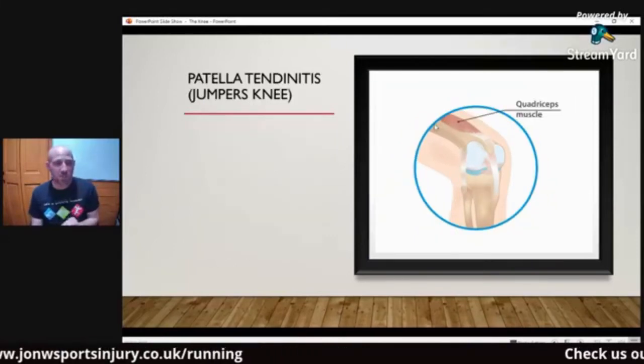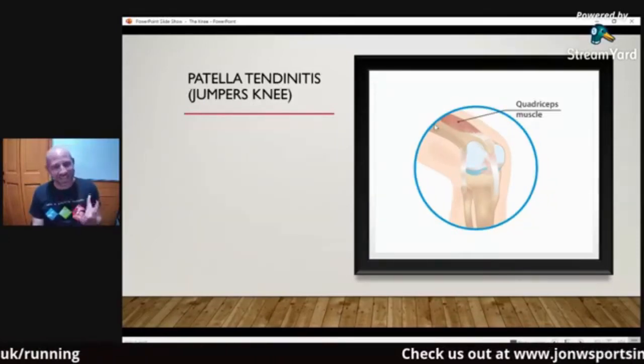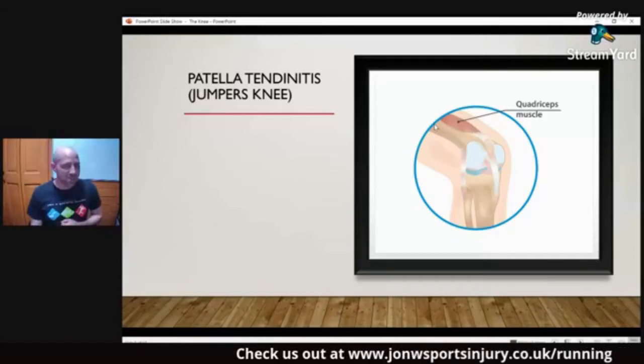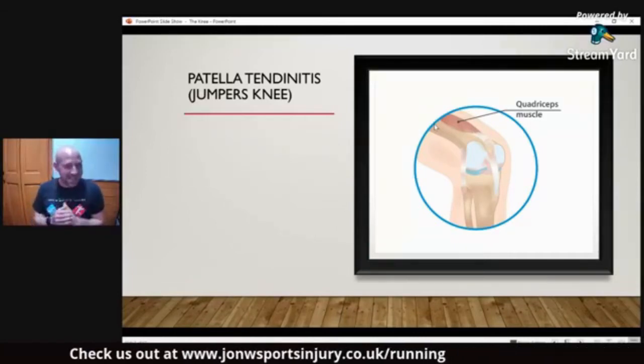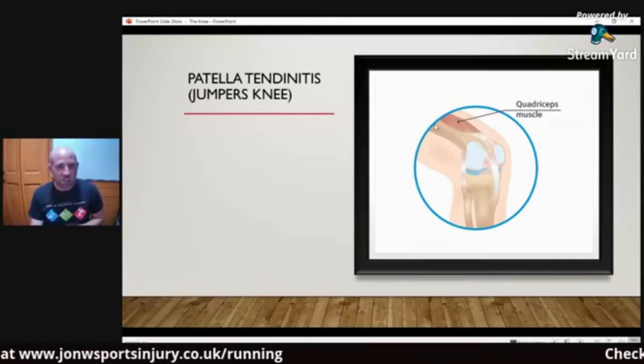So the next one I wanted to move on to, because it's very closely linked to that, is patellar tendonitis. Now, we often call this jumper's knee, if you've heard that term. Now, the patellar tendon is the tendon that crosses the front of the knee.